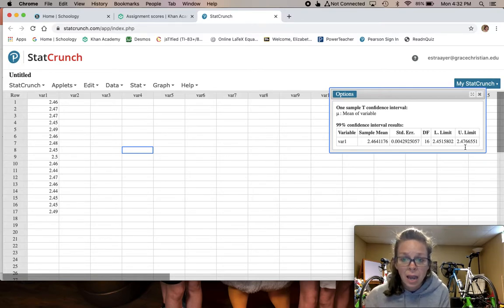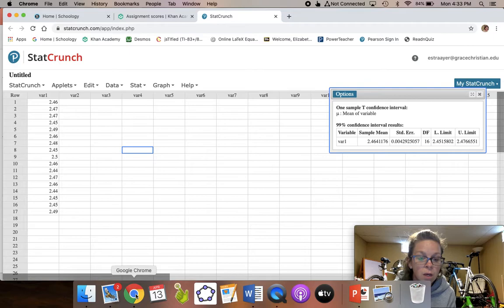So we are 99% confident that the mean weight of pennies that are minted after 1982 is between 2.45 and 2.48. Okay, that's how we would read that off. We give our confidence level, and then we give the lower and the upper limits, and what those are measuring is the mean. Okay, so we're 99% confident that the mean weight of those pennies is between those two values.